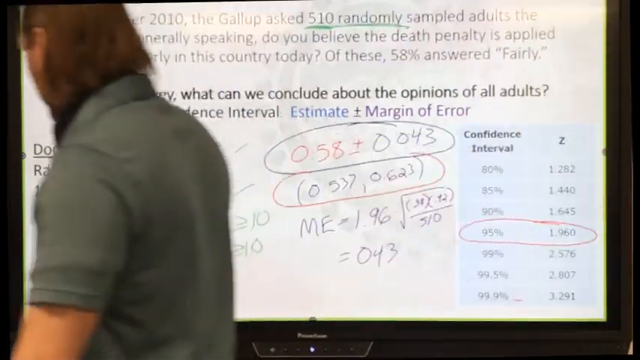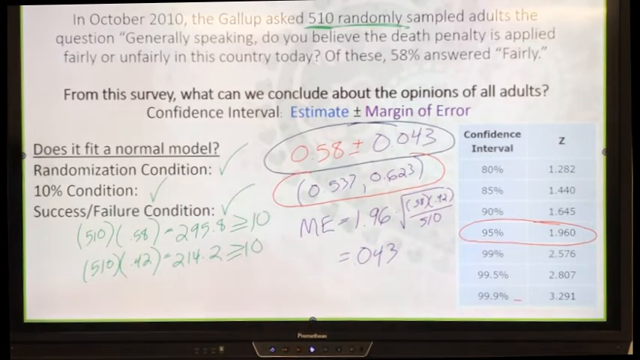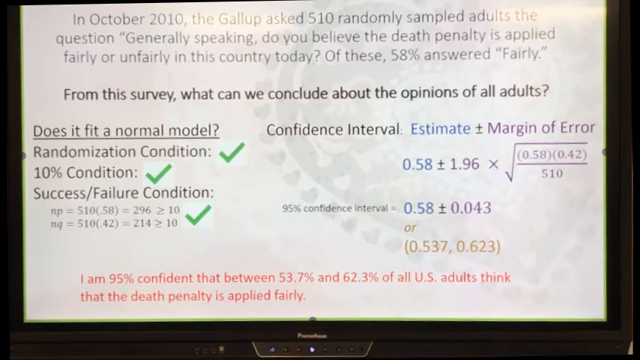Let's look at something real quick. Actually, how to translate this? I am 95% confident that between 53.7% and 62.3% of all U.S. adults think that the death penalty is applied fairly. Makes sense? So I'm 95% confident that between these two results, the U.S. adults will think the death penalty is fair.